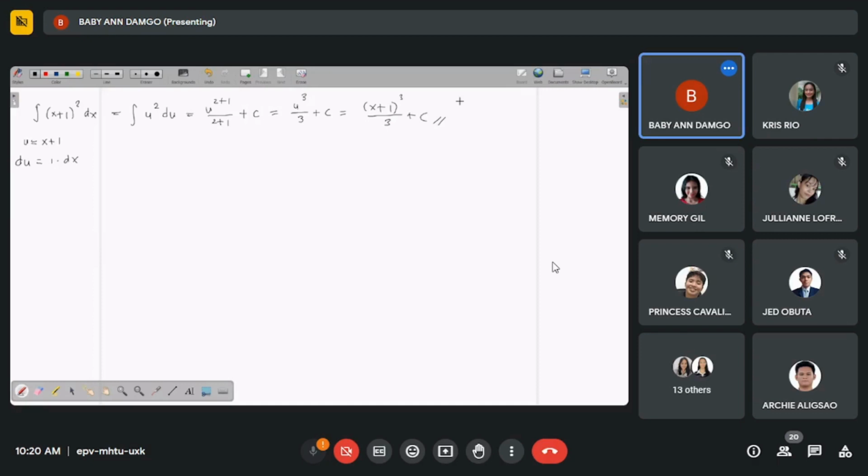Wala, miss. Okay. So another example. So this is number 1. And then number 2, we have here integration of x e to the x squared dx. Okay. So sa kaning example, class, unsa man atong u? Unsa atong u, class?